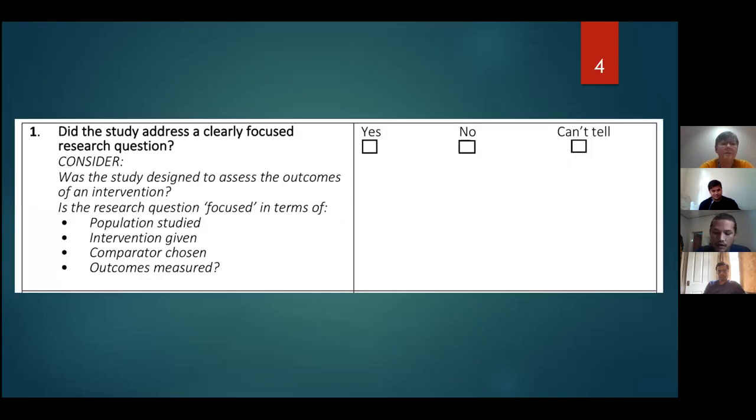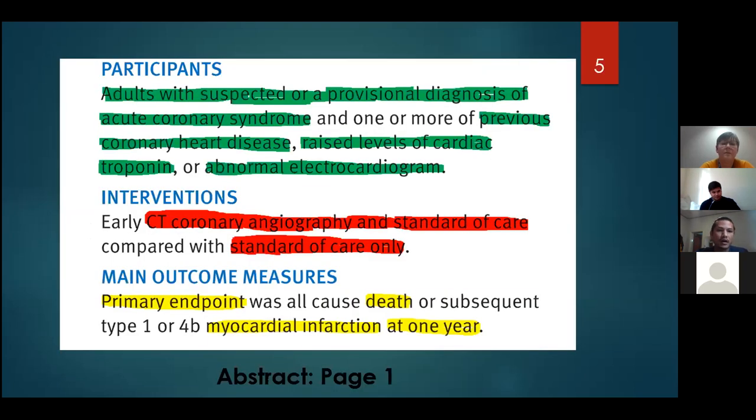So the first question is, did the study address a clearly focused research question? In this question, we have to consider whether the research question is focused in terms of population studied, intervention given, comparator chosen, and outcomes measured. So let's discuss that. The first one, population studied, is highlighted in green: adults with a suspected or provisional diagnosis of acute coronary syndrome who had one or more of previous coronary heart disease, raised levels of cardiac troponin, or abnormal ECG.